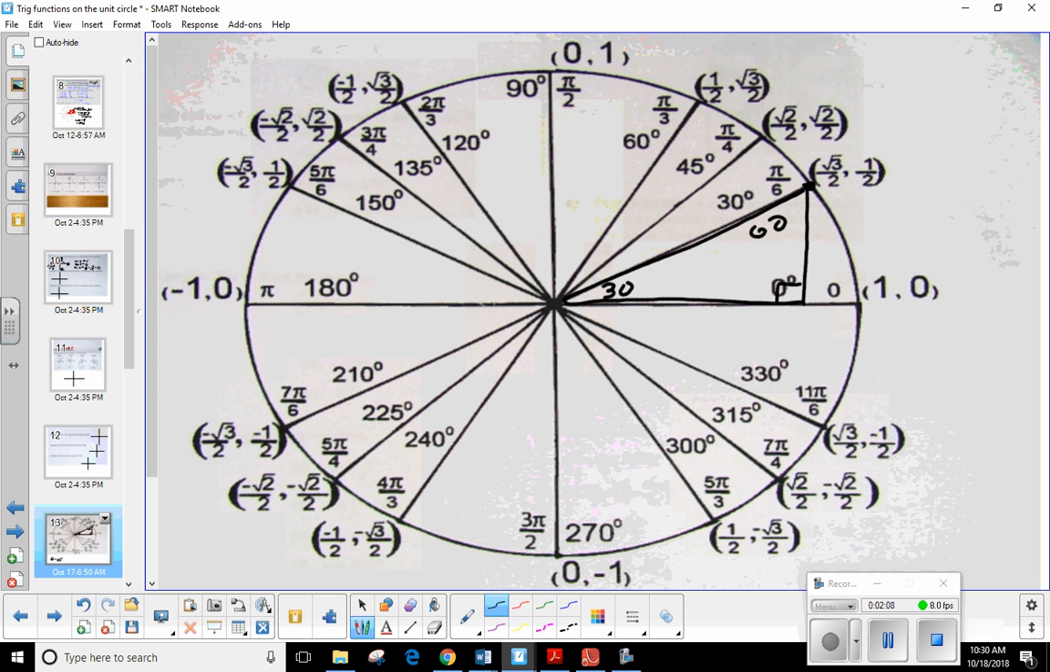What was always across from 30 in this triangle? 1/2. What's across from 60? Square root of 3 over 2. And then it's the unit circle because the radius is 1.